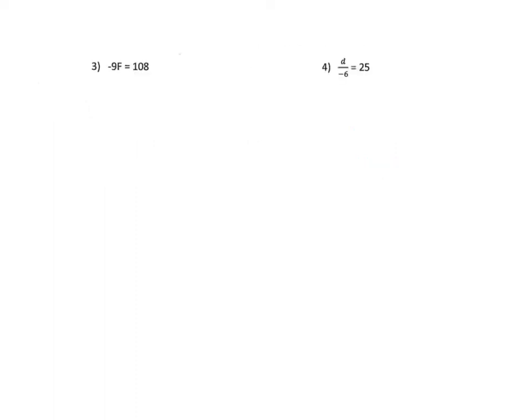On number 3, these are one-step equations. I've got negative 9 times f. So the inverse of multiplying by negative 9 is dividing by negative 9. This is going to leave me with f equals 108 divided by negative 9, which is going to be negative, and 9 goes into 10 one time, and 1's left over. Looks like it's going to be 12 times. F is equal to negative 12.